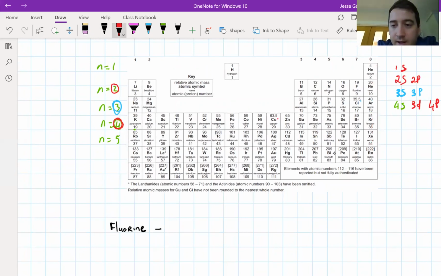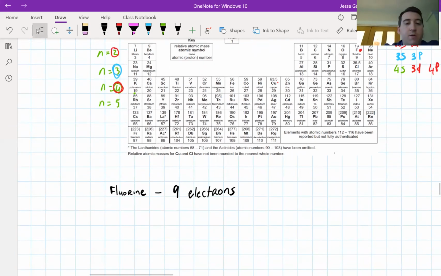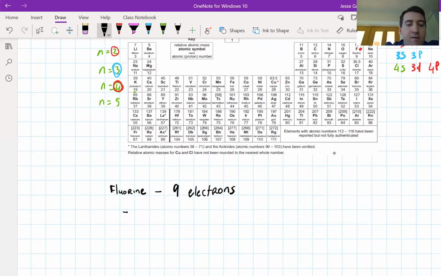Well, fluorine is here. You see I have colored it in red, and I see the atomic number is 9, and that means it's got 9 electrons. 9 protons, 9 electrons. So what we now need to do is show how the electrons are arranged. We would start by writing down the symbol F equals, and then we show the electronic configuration. It's got 9 electrons, so where do they fill and in what order?